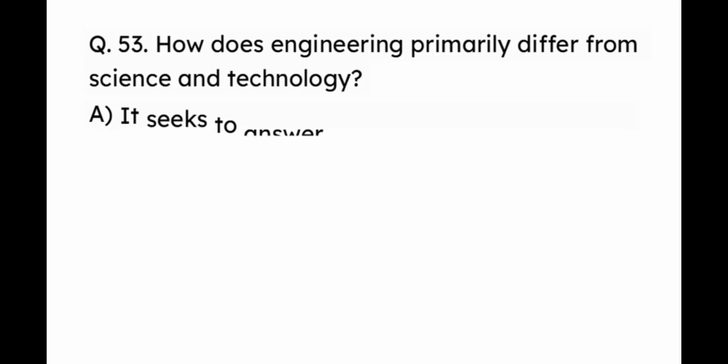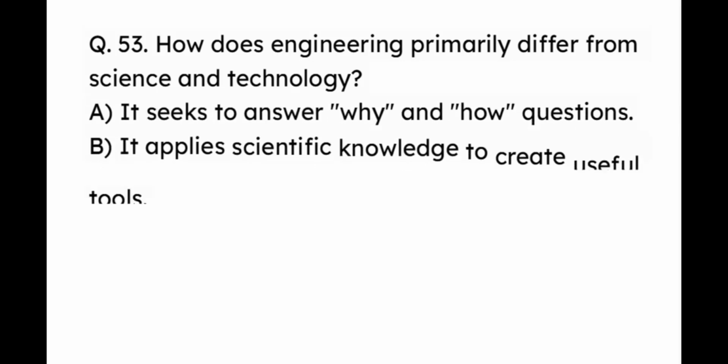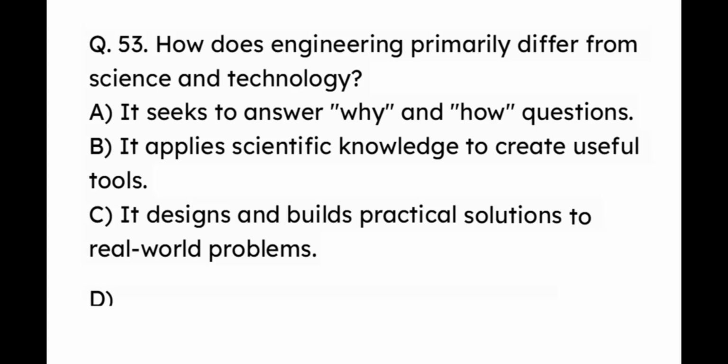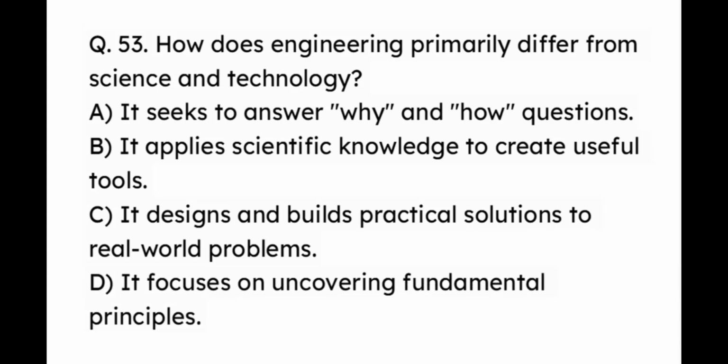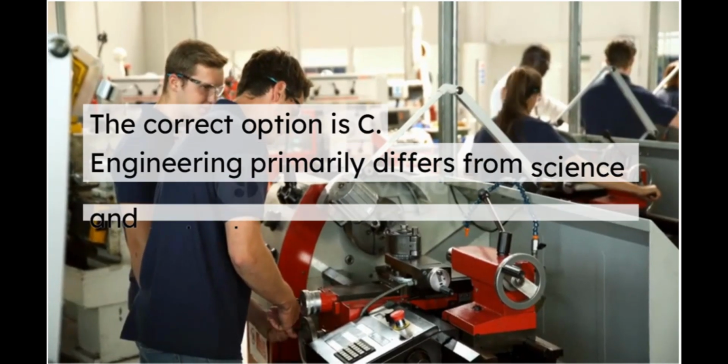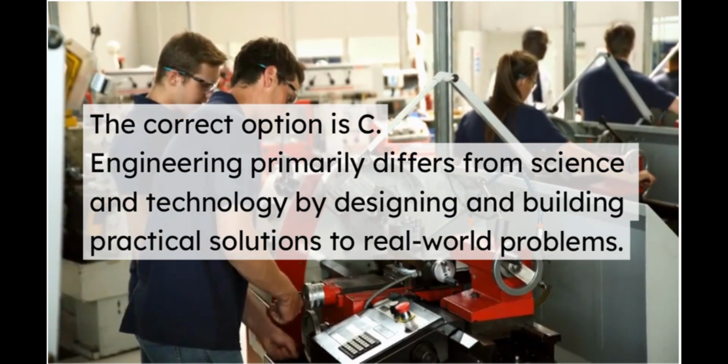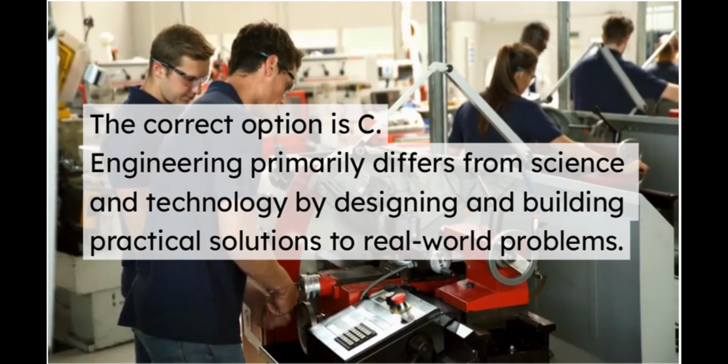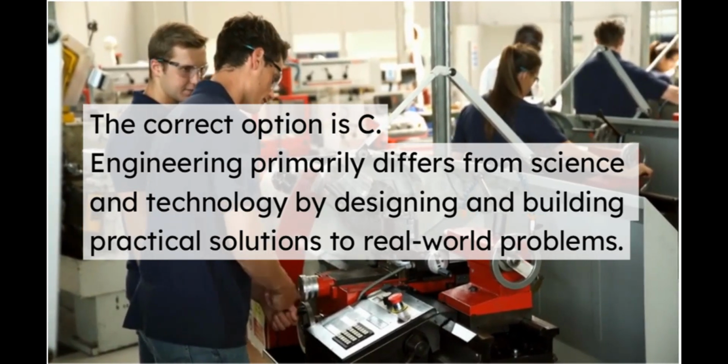Q53. How does engineering primarily differ from science and technology? A. It seeks to answer why and how questions. B. It applies scientific knowledge to create useful tools. C. It designs and builds practical solutions to real-world problems. D. It focuses on uncovering fundamental principles. The correct option is C. Engineering primarily differs from science and technology by designing and building practical solutions to real-world problems.